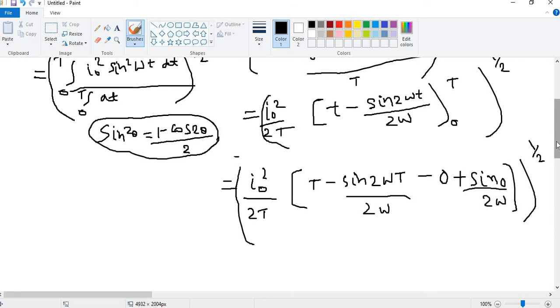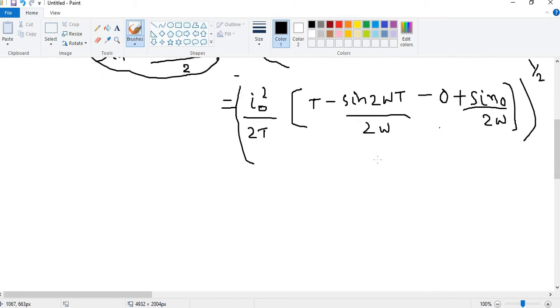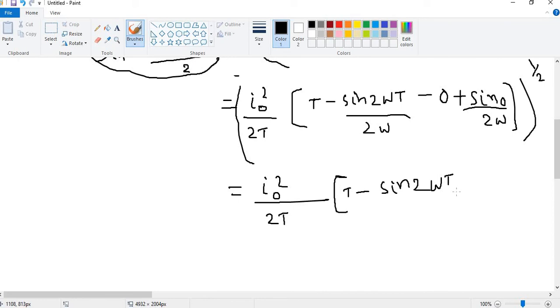Now what I am going to do, so here it will be also 0 and it will be also 0, so I am going to cancel this one, so I am only left with I naught squared by 2t, and here I am left with t minus sine 2 omega t by 2 omega, and sine 0 is 0, so we will cancel this term, and 0 will be 0, so these two terms will get 0, so we are neglecting these two terms, and we have the whole to the power of 1 by 2.